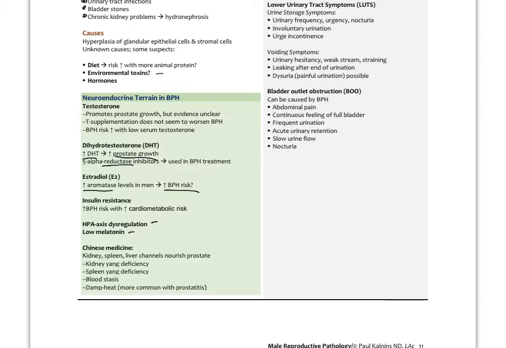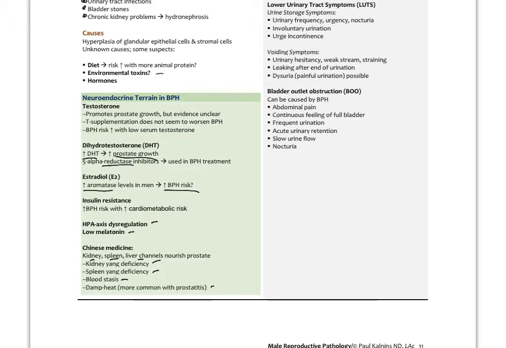In Chinese medicine, I'll just mention the kidney, spleen, and liver channels all are thought to nourish the prostate. So kidney yang deficiency, which essentially would be the low androgen picture. Spleen yang deficiency would be kind of like a low pancreas, but also insulin dysregulation picture. Blood stasis, that would be endothelial dysfunction. And then damp heat, that's also listed as a pattern that can cause BPH.